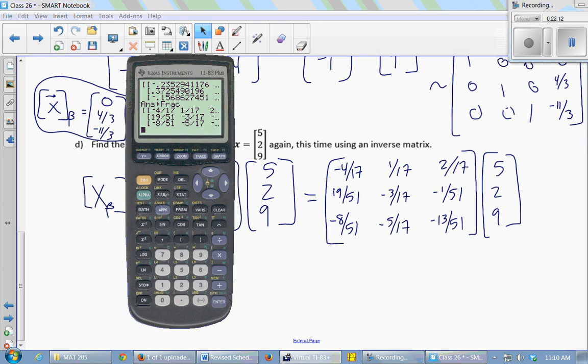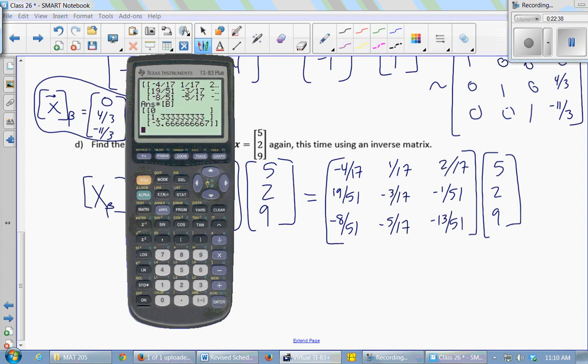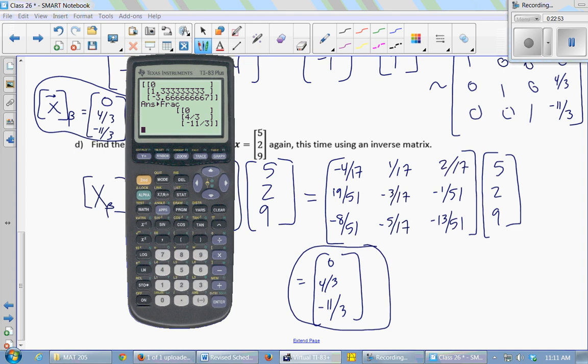That's pretty great. All right, so now I want to multiply that matrix by the vector 5, 2, 9. So I'll go into my matrix menu and put in a vector for B. That's 3 by 1, 5, 2, 9. And I'm going to take my previous answer times matrix B. And I get 0, 0, 4/3, -11/3. So exactly what we got when we did the row reducing.